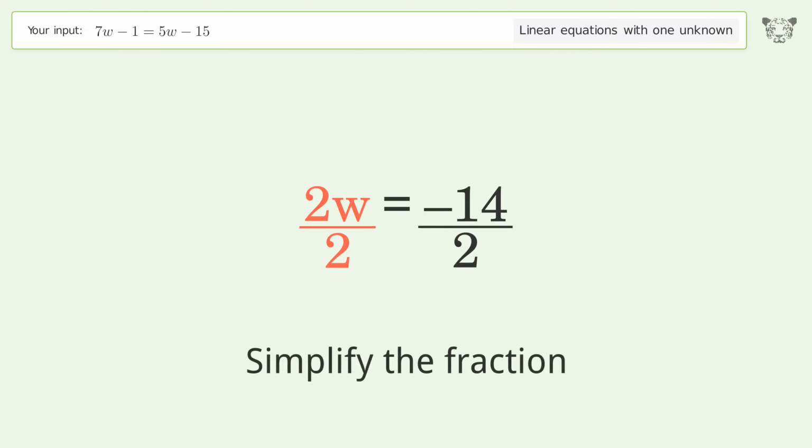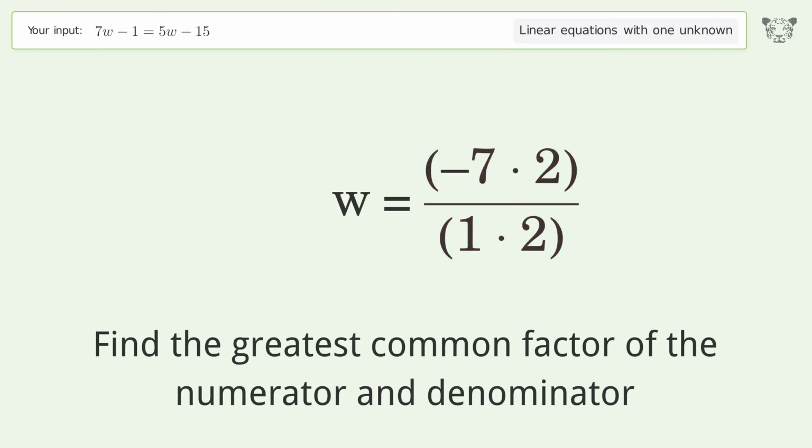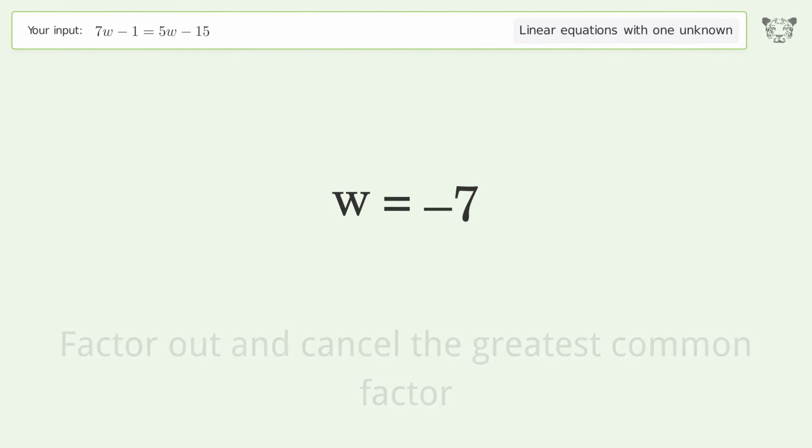Simplify the fraction. Find the greatest common factor of the numerator and denominator. Factor out and cancel the greatest common factor. And so the final result is w equals -7.